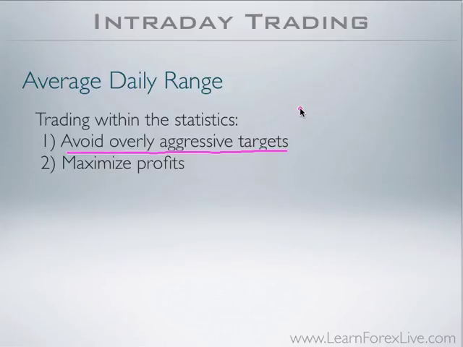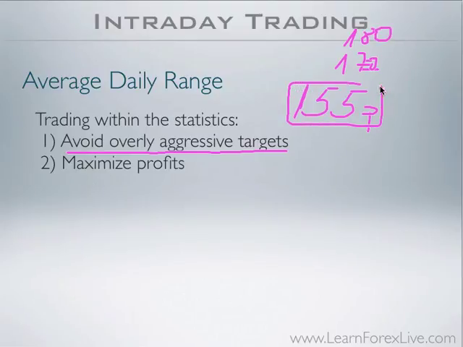If the statistics say that that particular currency pair moves 155 pips on average, you don't want to be locating your target beyond that level, 170 pips, 180 pips. You don't want to push your luck. You want to trade within what's statistically feasible or reasonable. And second, it's going to help us maximize our profits. Why would you shoot for 130 pips if the average is telling you that that currency pair moves on a daily basis an average of 150 pips?